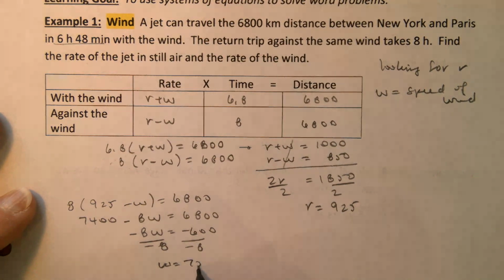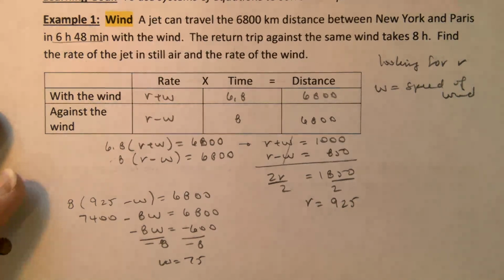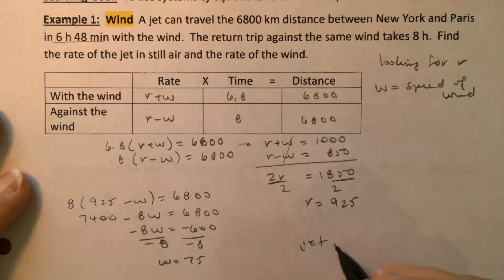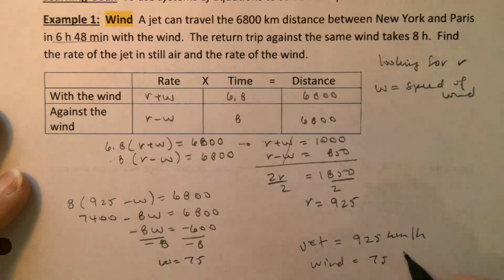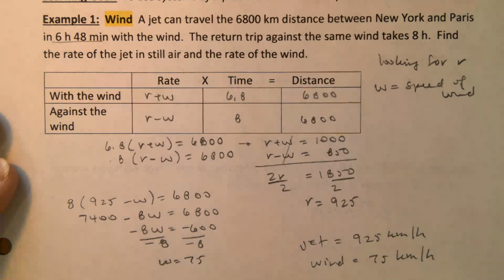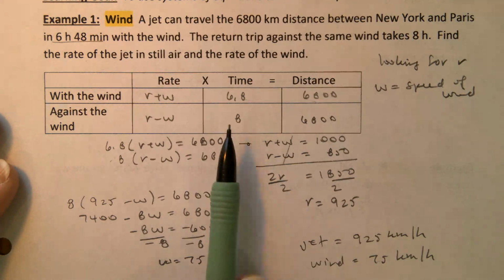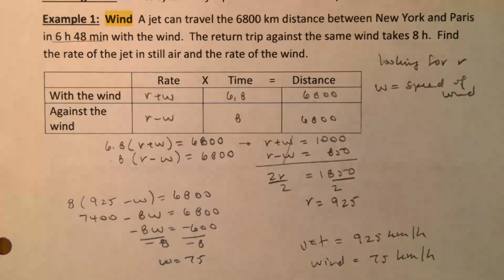And I get 75. So the speed of the wind, the rate of the wind, so we've got the jet going 925 kilometers per hour, and the wind is going 75 kilometers per hour. So think about it. If it's 75 kilometers per hour, that's pretty strong wind. If I'm adding them together, this is going about 1,000 kilometers per hour, which is why we got the 6.8. This one is actually going only about 850 kilometers per hour, which is why it takes longer. Okay, it's called the relative speed.